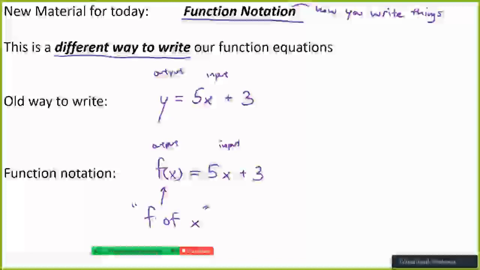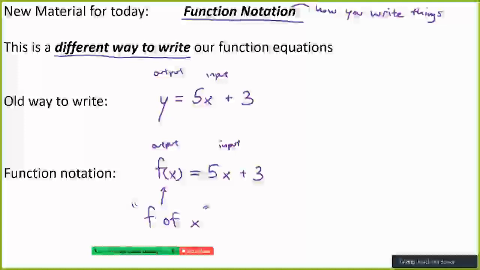f of x. Any questions right now? Concerns? Comments? Any questions? Okay. Anyone need more time? No. Okay. Let's keep using this example equation.